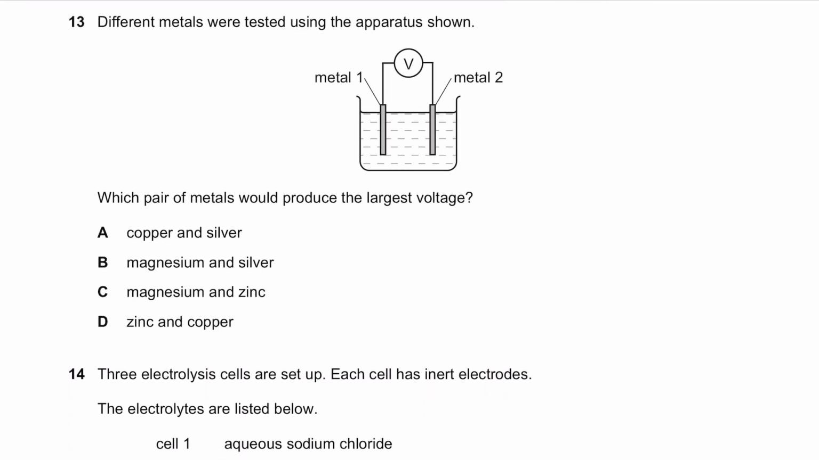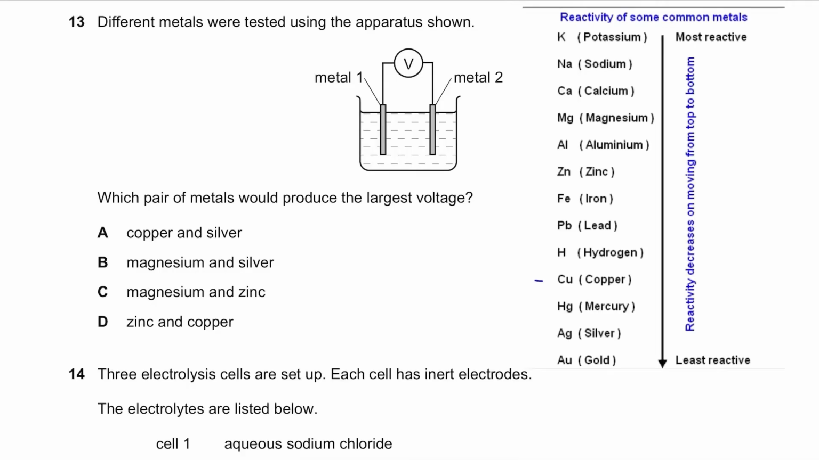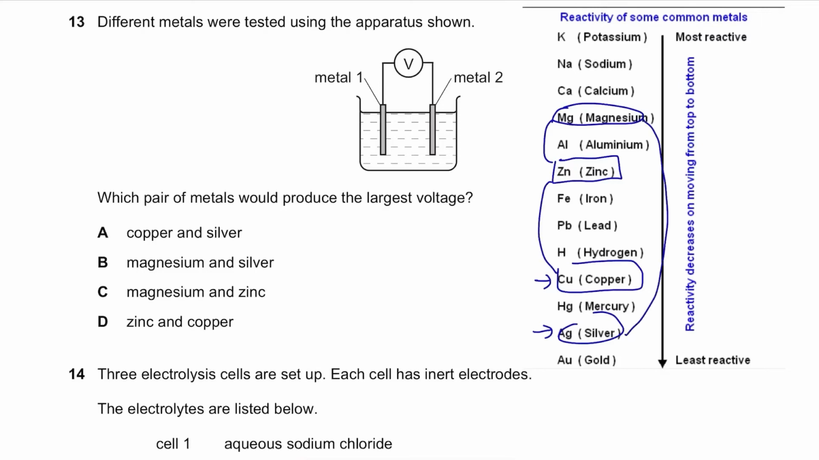Question 13. Different metals were tested using the apparatus shown. Which pair of metals produced the largest voltage? The metals with the biggest gap between them in the reactivity series will produce the largest voltage. This is the reactivity series. Copper and silver are quite close by. Magnesium and silver are 8 blocks away. Magnesium and zinc are pretty near, and zinc and copper are 4 blocks away. So the answer is B, magnesium and silver, who are the furthest from each other.